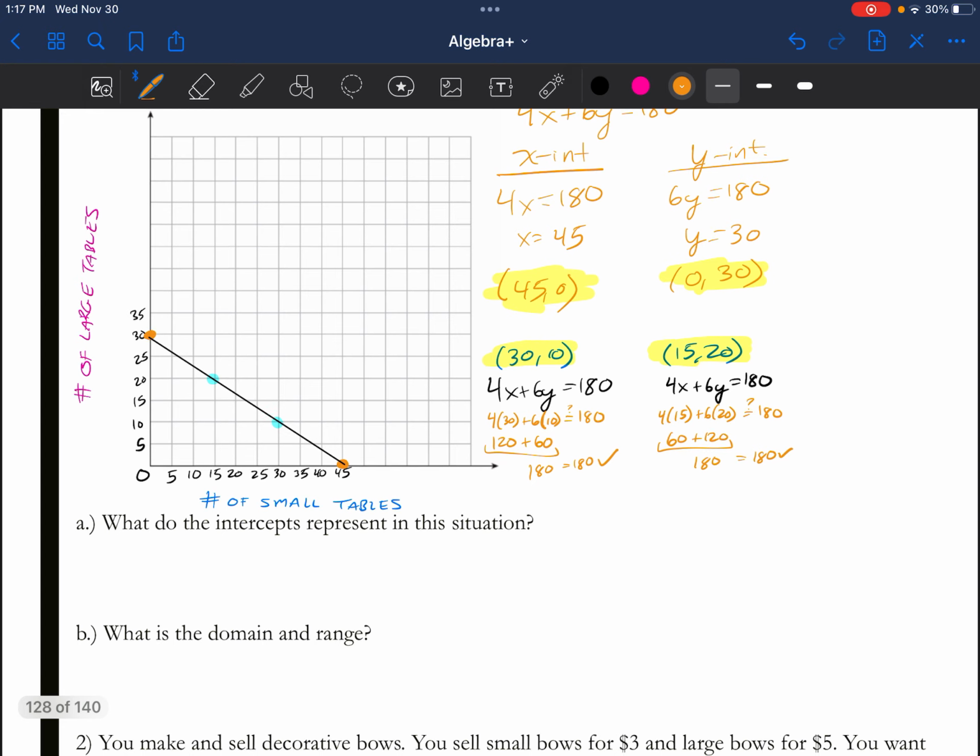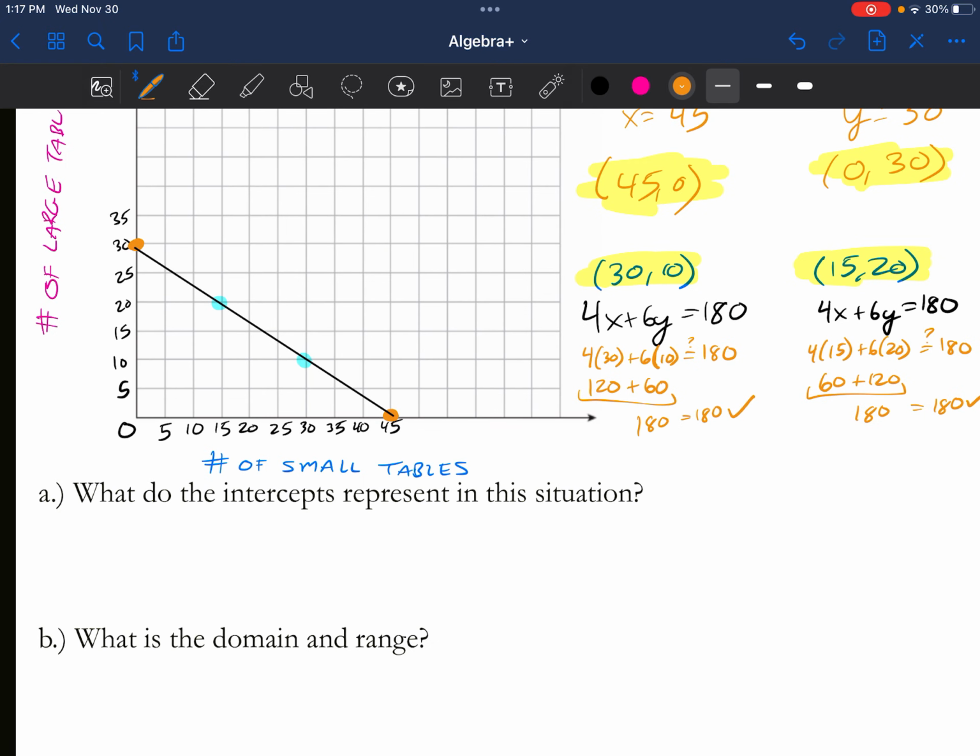Then it asks you, what do the intercepts represent? Well, those represent the maximum number of small or large tables, right? That's what our intercepts represent. So it's the maximum number of small or large tables.